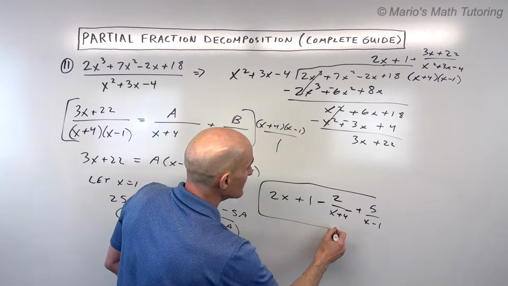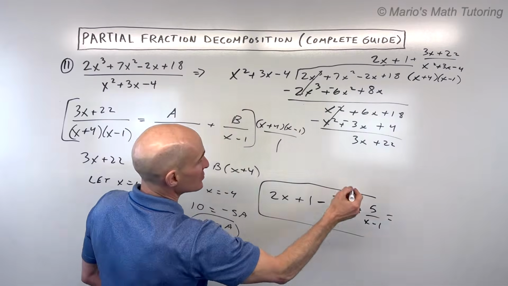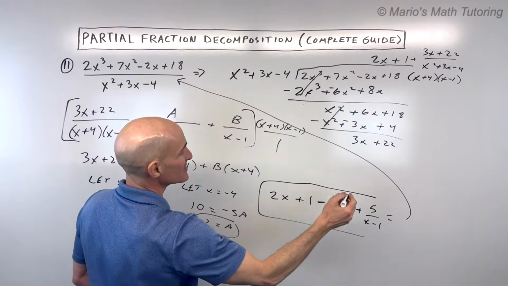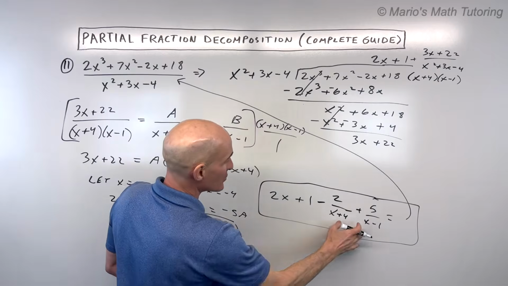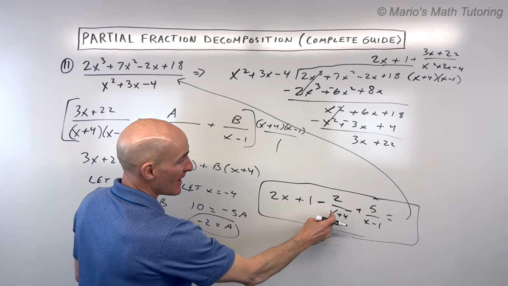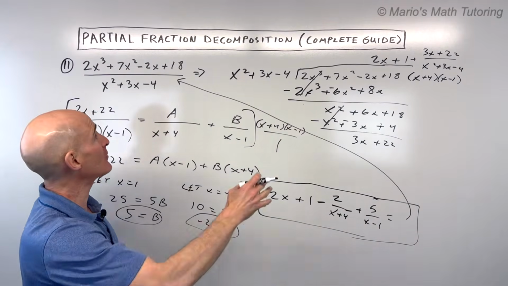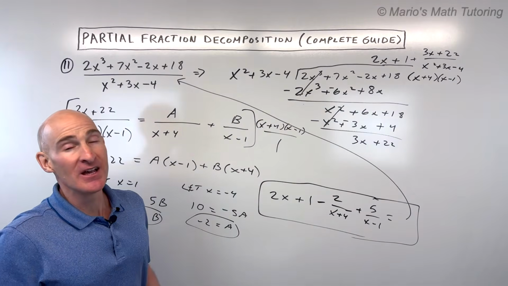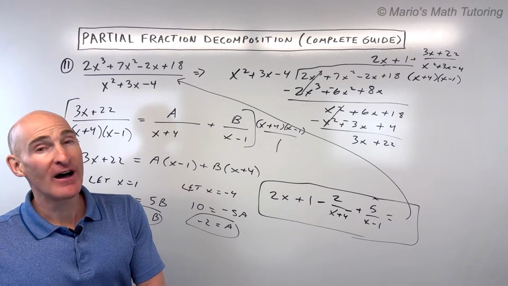Again, this is equal to the original. I'm just going to draw an arrow here, okay, for simplicity. And that's your partial fraction decomposition. If you were to get a common denominator for all these fractions, combine them together, you're going to get back the original. Great job if you're able to follow all these examples.